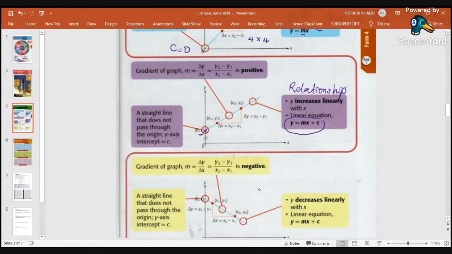Okay, and then the gradient, draw a triangle below the line, calculate the gradient. Thus you will get the equation for the straight line graph. I think you have studied this one in Form 3 Mathematics. You can apply that for this topic.